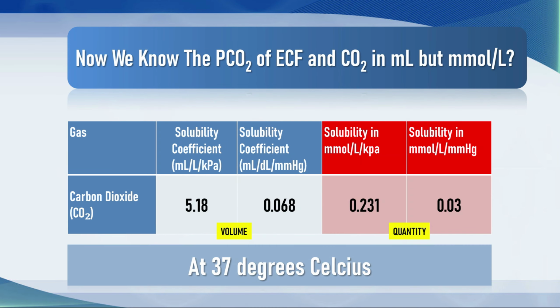Now with this in mind, it's worth noting, as I previously mentioned, that CO2 dissolved in plasma is conventionally measured in kilopascals or millimeters of mercury, but it can be measured in millimoles per litre, and there is a solubility coefficient. In millimoles per litre per kilopascal, that solubility coefficient is 0.231. In millimoles per litre per millimeter of mercury, it's 0.03.